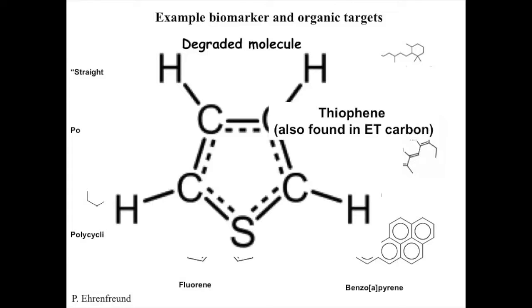For instance, this molecule, thiophene, is a sulfur-containing aromatic molecule. We can find this molecule in organic matter that's 3.5 billion years old, and I'll show you the documentation of that. However, this molecule is also found in carbon in meteorites. So if you only had this molecule to go on, you couldn't say whether it came from organic matter that came from life or from abiotic organic matter.